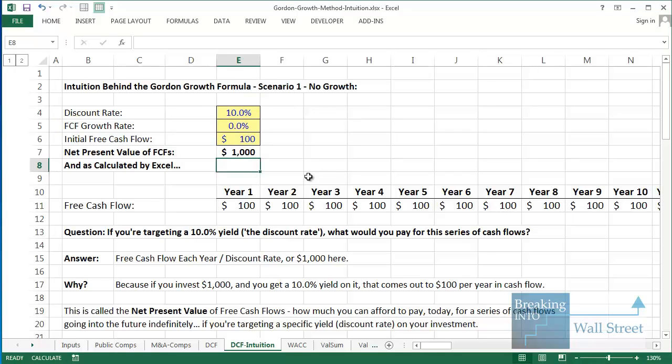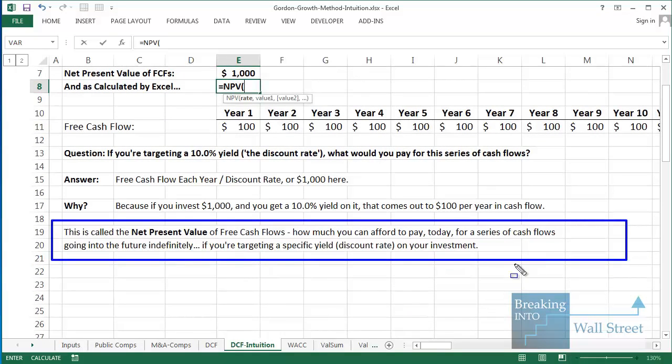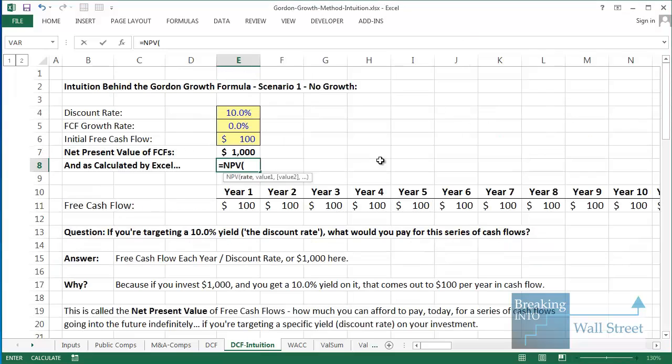And then in Excel, the way you do this is you use the NPV function. NPV stands for net present value, which I defined down here, how much we can afford to pay today for a series of cash flows that go into the future indefinitely if we're targeting a specific yield to get those cash flows from our initial investment. And if we use the NPV function, look at this. I'm going to say 10%. And then for the values, let's take this whole series of cash flows over here.